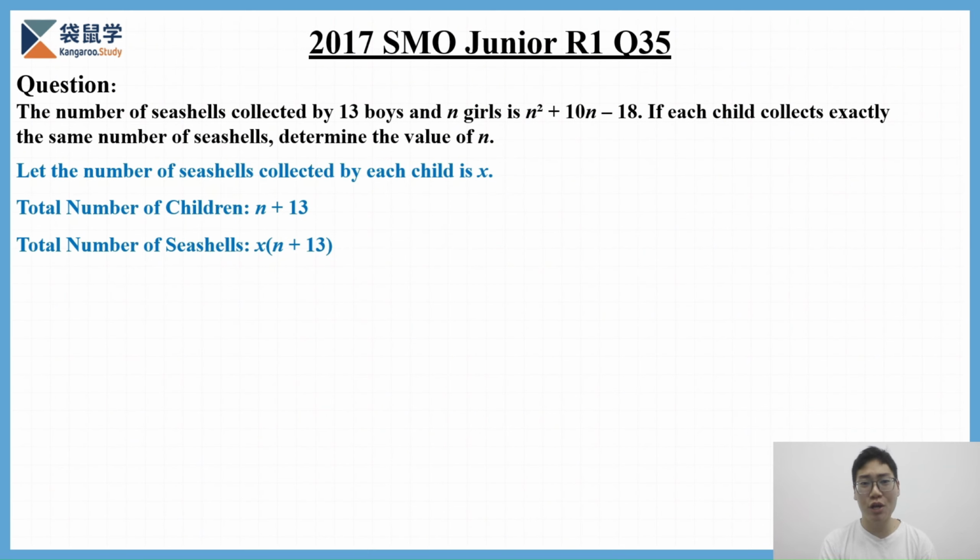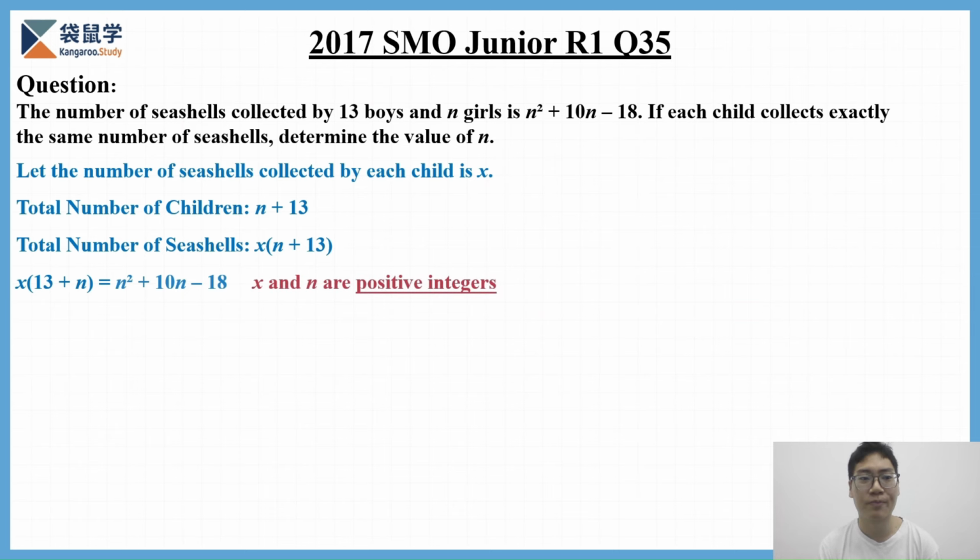From the question, we also know that n squared plus 10n minus 18 refers to the total number of seashells collected. So let's equate them together. We get x times 13 plus n equals n squared plus 10n minus 18. From what we just discussed, x refers to the number of seashells collected by each child, and n refers to the number of girls.